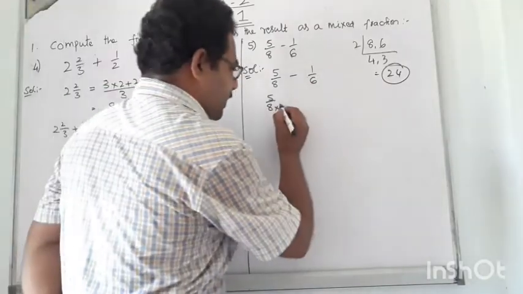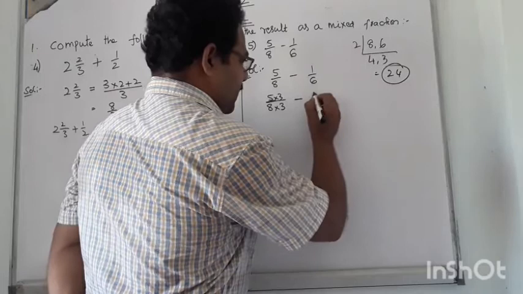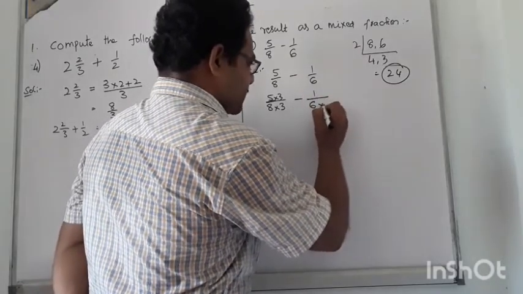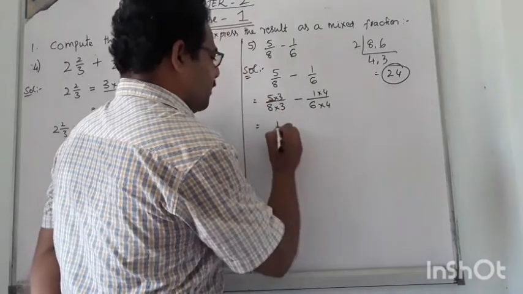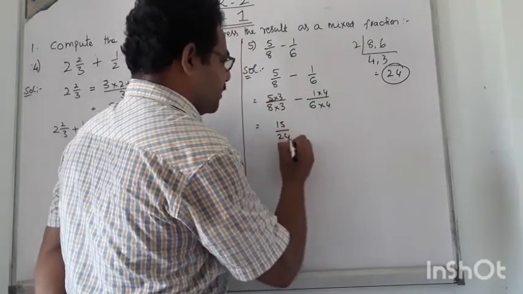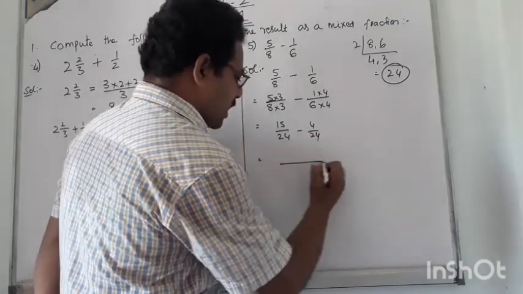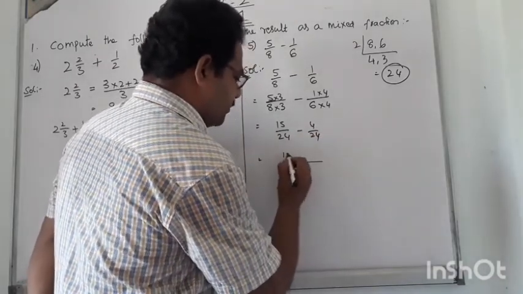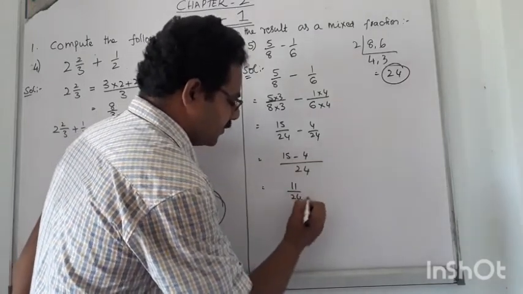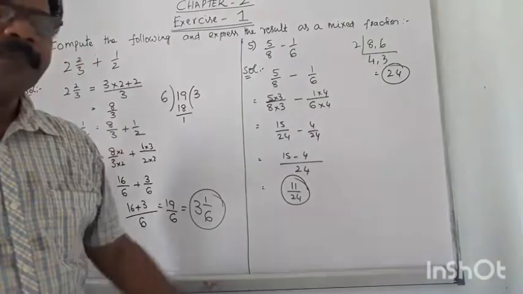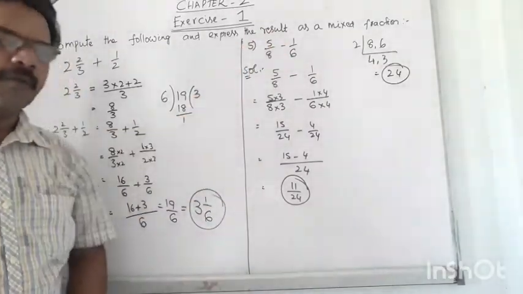LCM is nothing but the common denominator here. So in the 8 table, 8 3s are 24. So you have to multiply 5 also with 3. Like that for 1 by 6, 6 4s are 24, so 1 4s are 4. This is equal to 5 3s are 15 by 24 minus 4 by 24. The common denominator is 24. 15 minus 4 is equal to 11 by 24. 11 by 24 is the solution for the subtraction of the given two fractions.